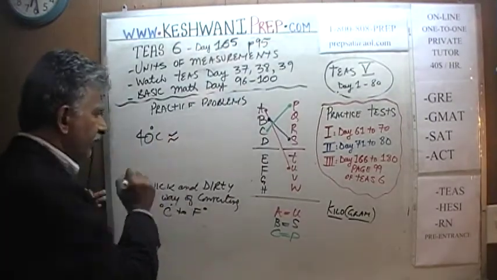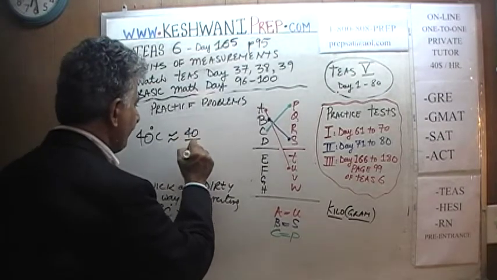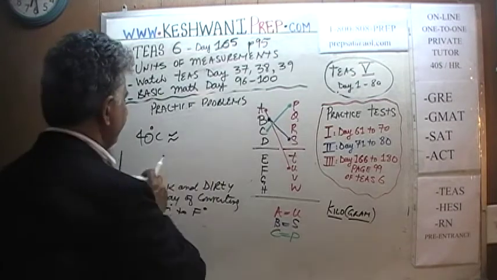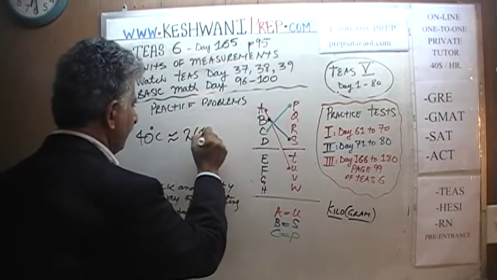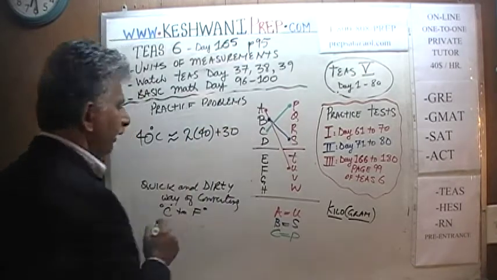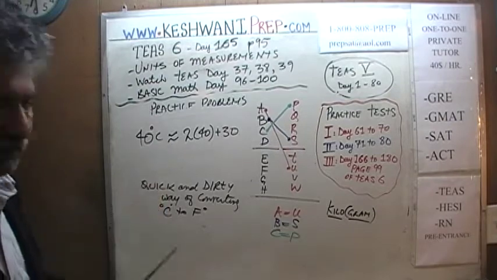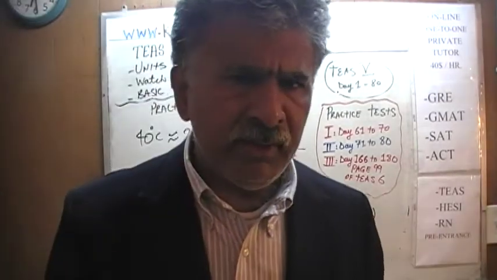You take your centigrade, whatever it is, and you cut it in half. And add, sorry, not cut it in half. Take two times as much. Whatever the centigrade is, you take two times the centigrade, and you add 30 to it. That will give you an approximate value of the Fahrenheit. Not exact, but approximate. That's just a quick way. So whatever the centigrade is, you double it and add 30 to it.